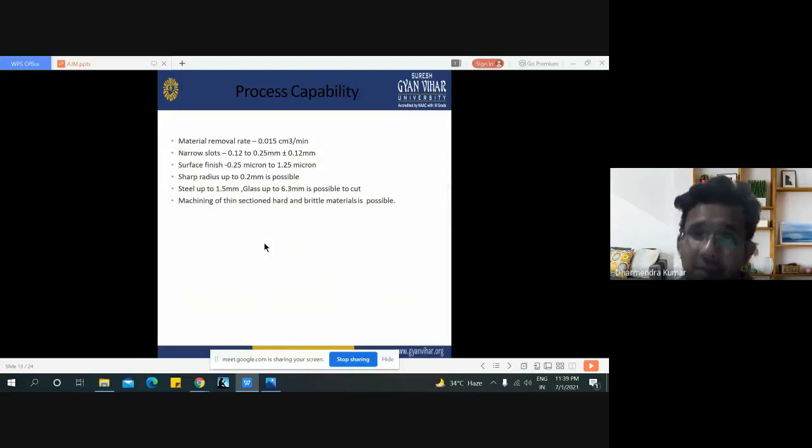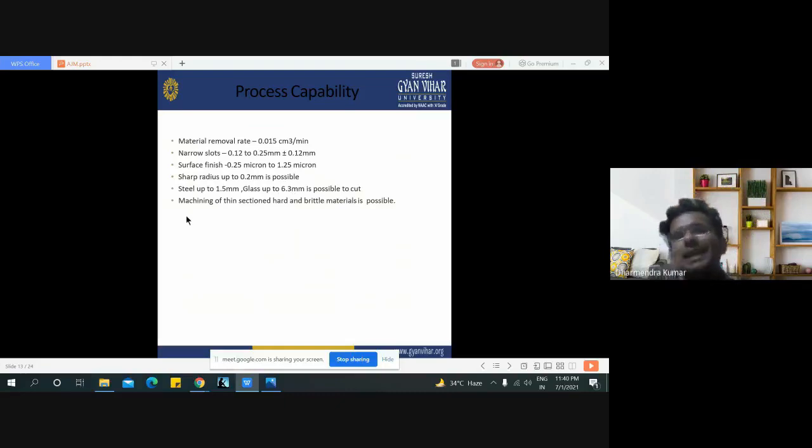Here are the process capability, or we can say the capability of abrasive jet machining. Material removal rate, it can be 0.015 centimeter cube per minute. For narrow slots, it would be 0.1 to 0.25 mm, plus minus 0.12 mm. Surface finish 0.25 micron to 15 micron. Sharp radius of up to 0.2 mm is possible by abrasive jet machining. And their material, if you are using steel, then it is up to 1.5 mm, glass up to 6.3 mm is possible to cut.